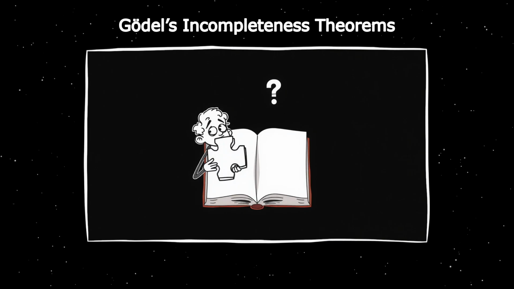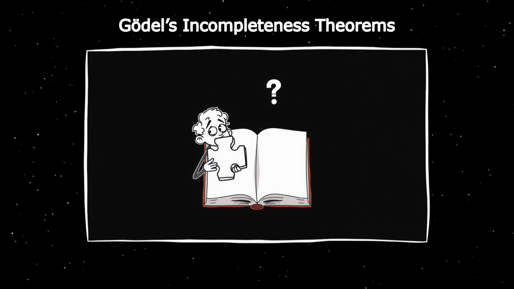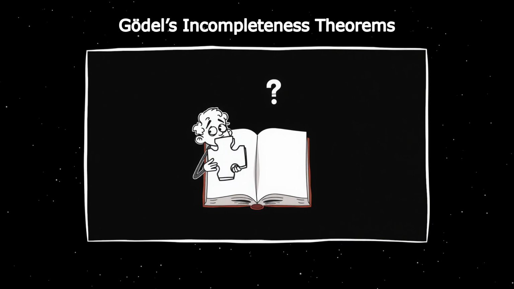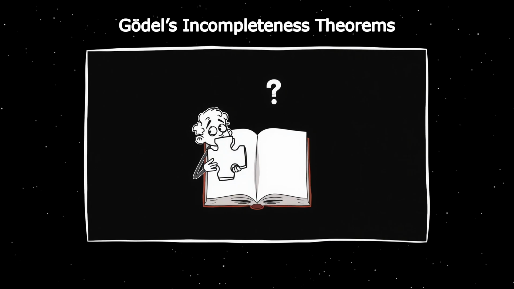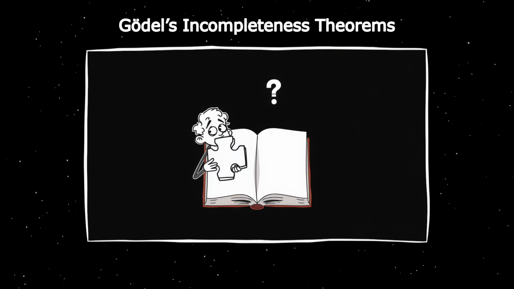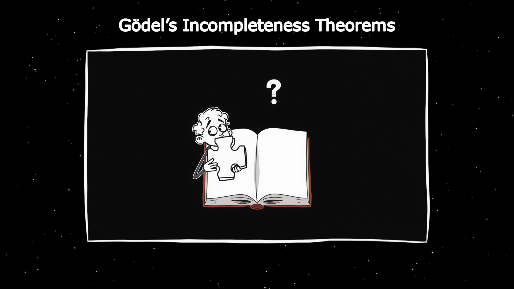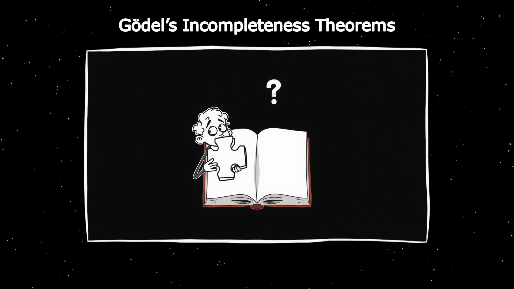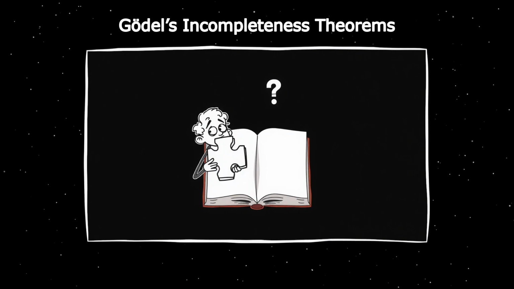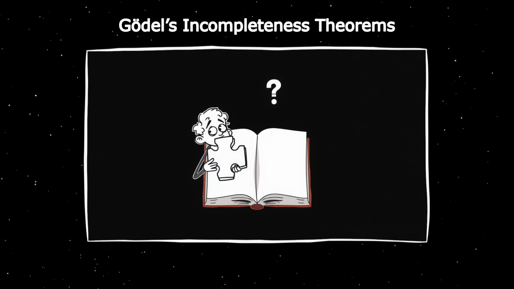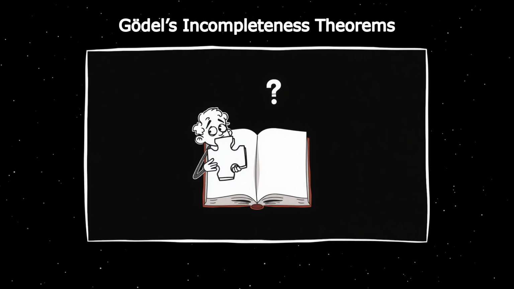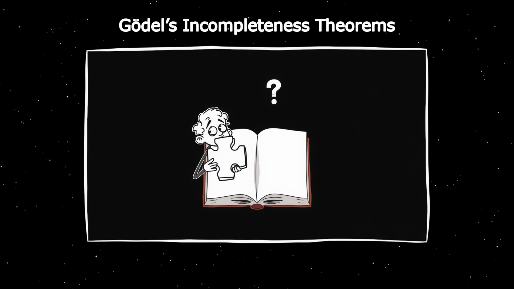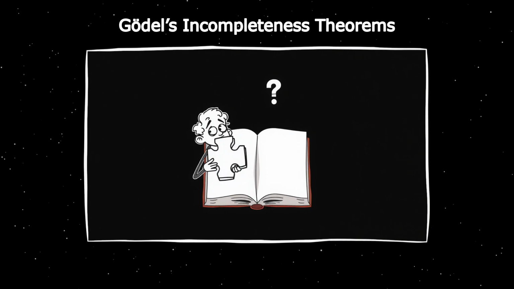These results have far-reaching implications that go beyond the realm of mathematics. They challenge the notion of complete knowledge, raising questions about what it means to know something. If there are truths we cannot reach through formal proofs, what does that imply about other fields? In philosophy, ethics, and even the sciences, Gödel's theorems invite deeper reflection on the limits of human understanding and the nature of reality itself.